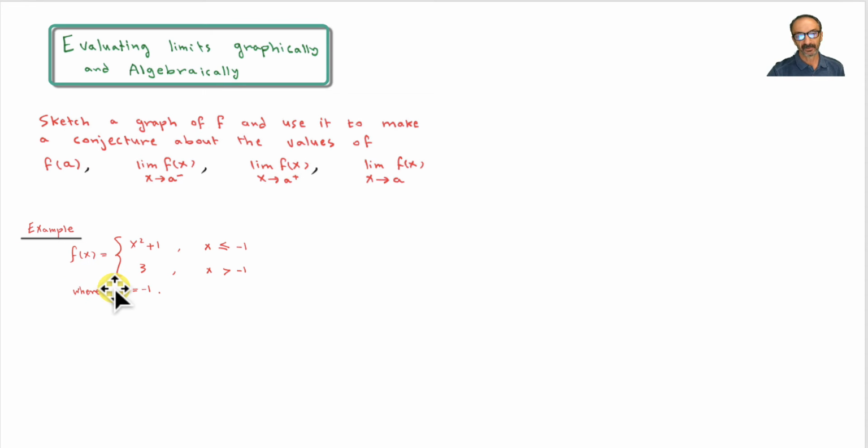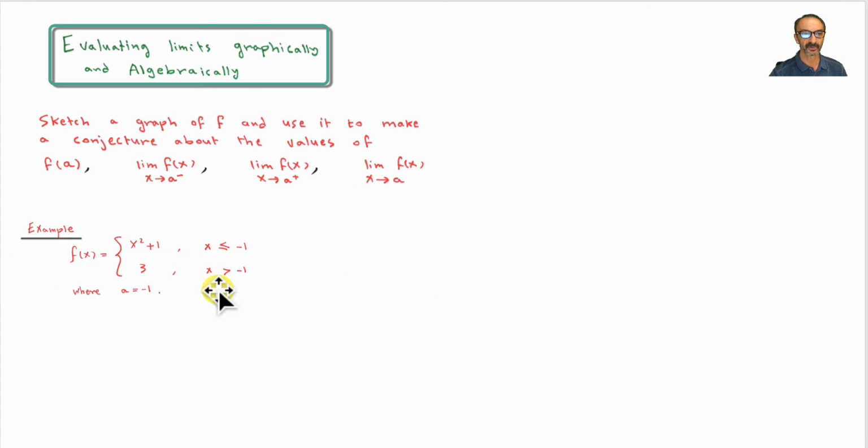This is an example. It's called a piecewise function. It has 2 pieces. One to the right of -1, which is defined to be 3, which is a horizontal line. To the left of -1, including -1, it's defined to be a parabola, x squared plus 1, which opens up, shifted up 1 unit. The concern is about -1.